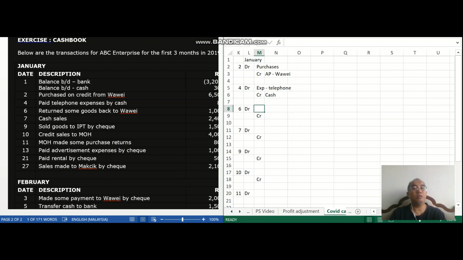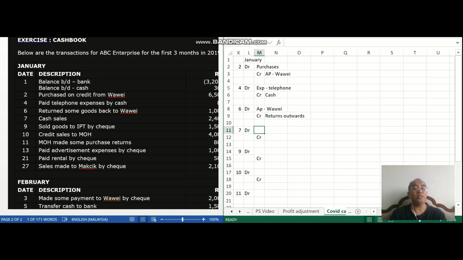What about January 6th, return some goods back to Huawei. When we return goods back to Huawei, that is returns outward, because we purchase from Huawei, we debit our purchases. When we return back to Huawei, of course we have to take out from our inventory and send it back to Huawei. So that is returns outward. Returns outward will decrease our inventory, so at the credit side. So I just put here returns outwards. And then debit Huawei, because Huawei will take the goods back and our liability with Huawei will decrease.